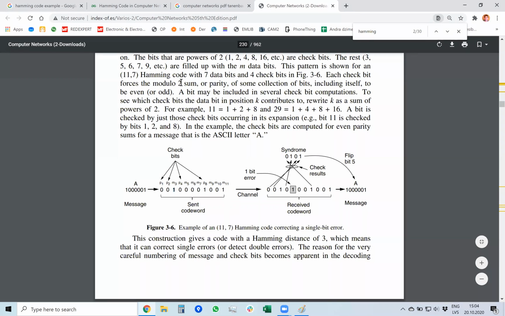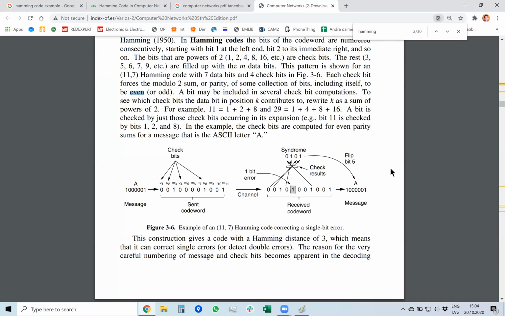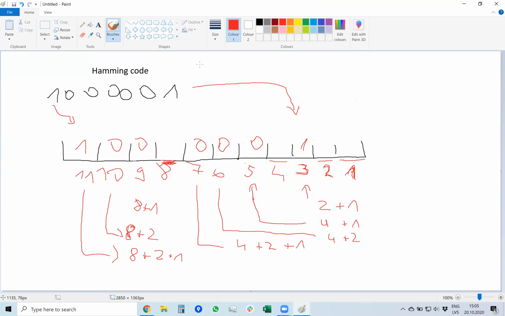Each check bit forces the modulo sum, or parity, of some collection of bits, including itself, to be even or odd, so even parity. So let's say, for example, the calculation of parity now is the following. If we want to calculate the first parity bit, parity bit number 1, we need to look for numbers which contain 1 in their 2's expansion and only use those bits.